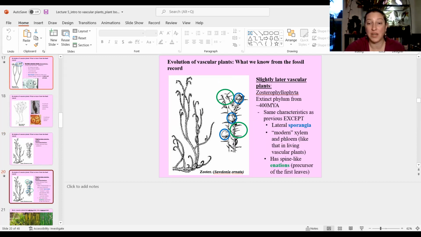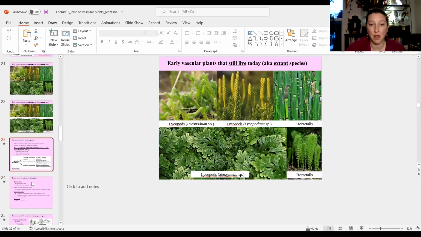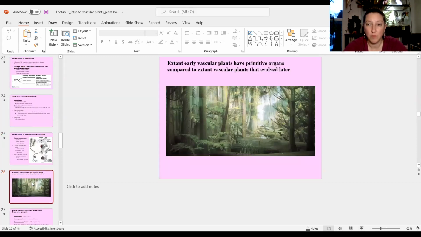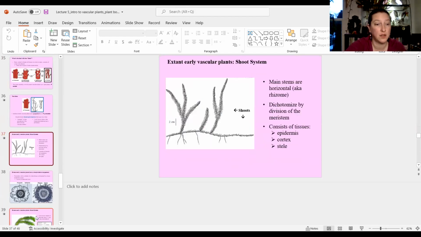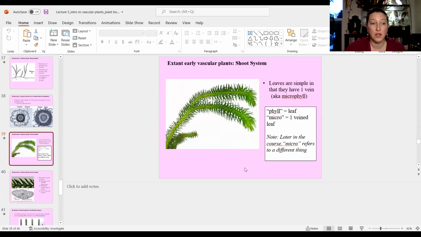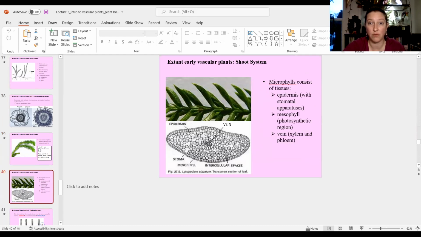except now we have this thing called enations. And remember, the last time I brought this up, we believe them to be the precursor to the first leaves. So keeping that in mind, now we're dealing with these early examples of vascular plants that are still alive today on our Earth. And they do have leaves. They have microphylls. So how did we end up with microphylls? What events occurred for us to get microphylls on plants?